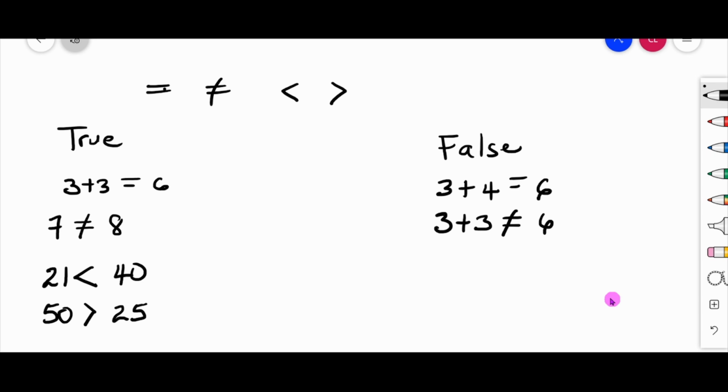Let's go with one that is less than. 81 is less than 70. This is going to be false because 80 is greater than 70. Let's go with greater than. And 25 is greater than 60. This is also incorrect because 60 is actually greater than 25.